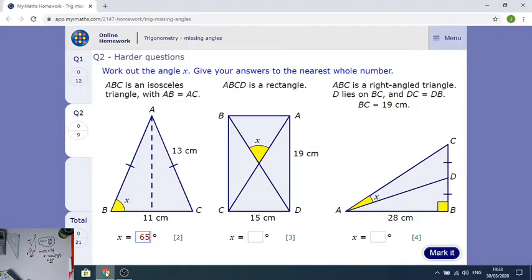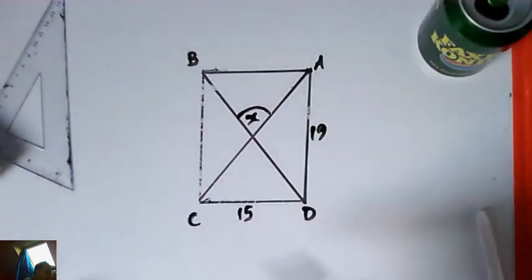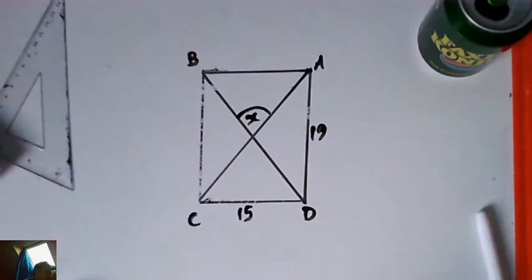65 degrees. Okay, the next question says ABCD is a rectangle. My diagram doesn't quite look the same as the one on the screen. It's a little shorter and fatter, but it doesn't really matter. It's representing what's going on in the question. It's not supposed to be a scale drawing. We're not going to get the answers by measuring the diagram.